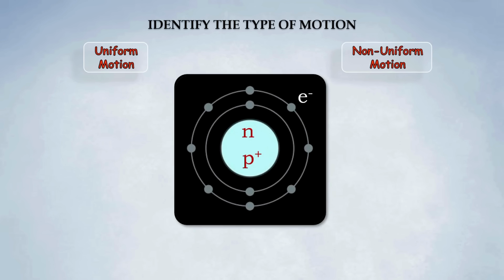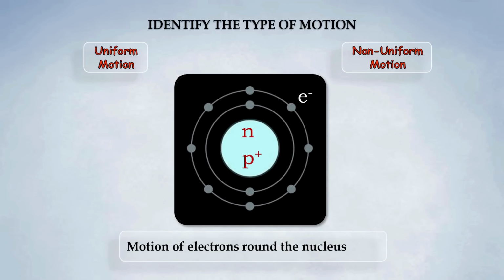Identify the type of motion. Case 1. Motion of electrons round the nucleus. Let us identify the type of motion shown here. The electrons move around the nucleus in a regular circular path and cover equal distances in equal intervals of time. Therefore, the motion of electrons around the nucleus is an example of uniform motion.